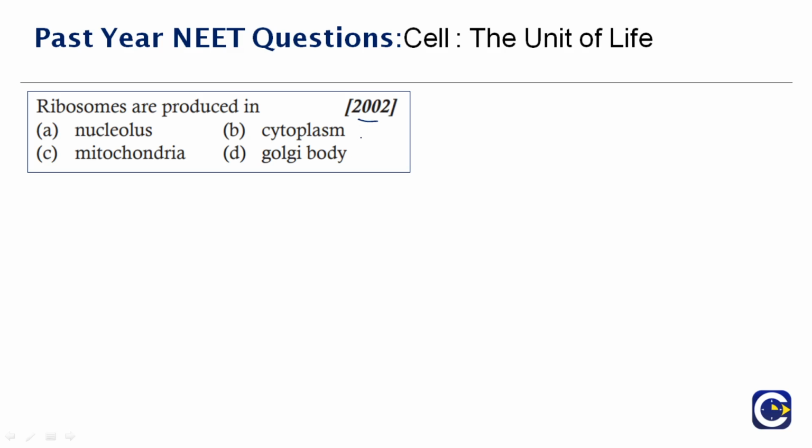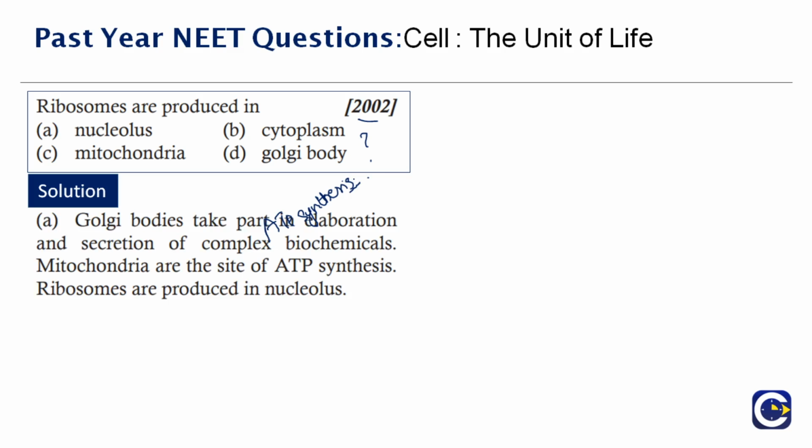In fact, ribosomes are produced in dash. I think all of you by now would have guessed the answer. Yes, it is nucleolus. As we all know, Golgi bodies take part in the elaboration and secretion of the complex biochemicals, right? So mitochondria are the site of ATP synthesis, right? We all agree with that. So ribosomes, as you all know, are the site of RNA and protein synthesis. So ribosomes are produced in the nucleolus, and ribosomes do not have a proper cell membrane. The correct answer is option A, nucleolus.